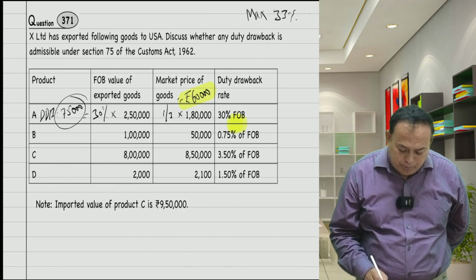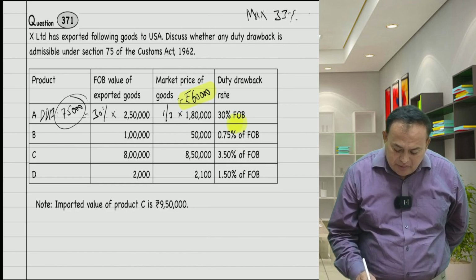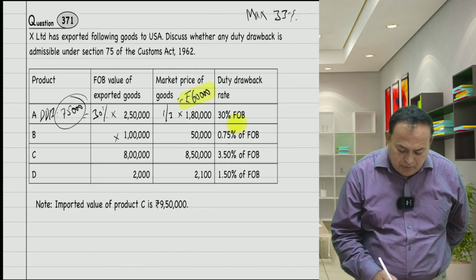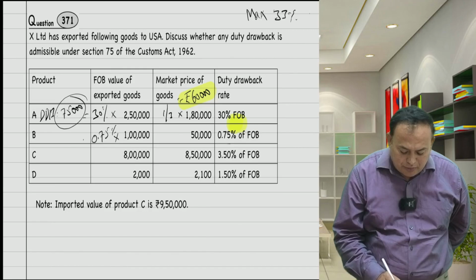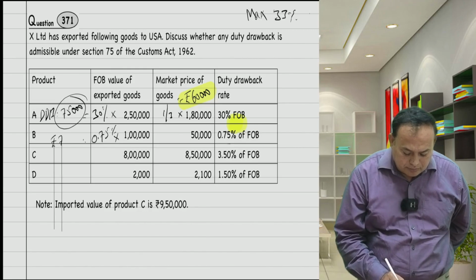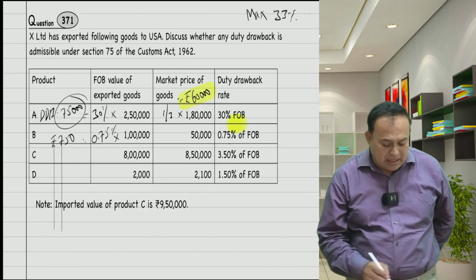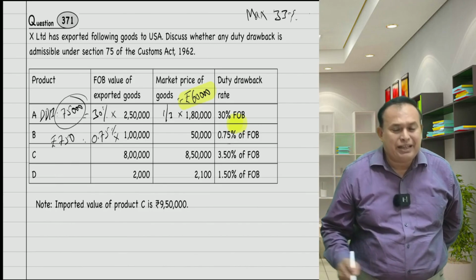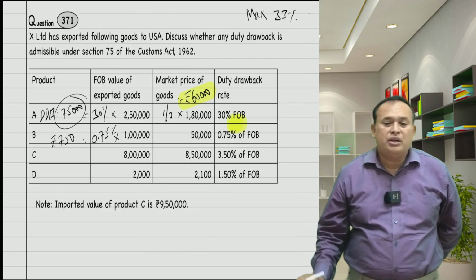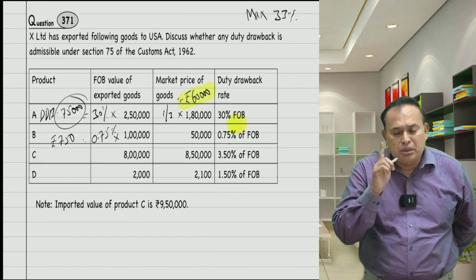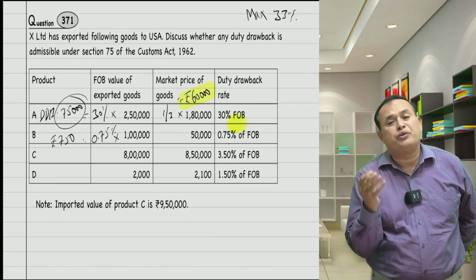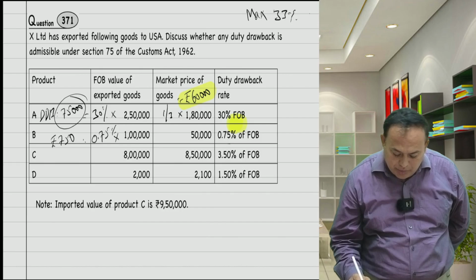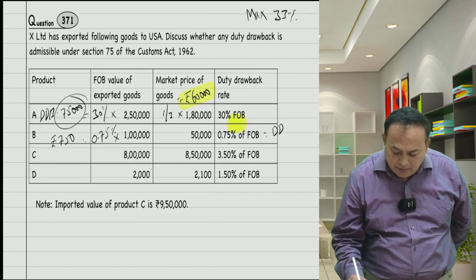Second case, B, product B, FOB value 1 lakh. 0.75% of FOB value, so it means 0.75%, not 75%. 0.75% is equal to how much? 750. 750 means what? More than or equal to 500? Yes or no? Yes, sir. Minimum is 1% of FOB value. Less than 1%, no problem. Value is more than or equal to 500, therefore duty drawback is allowed here. How much? 750 allowed.